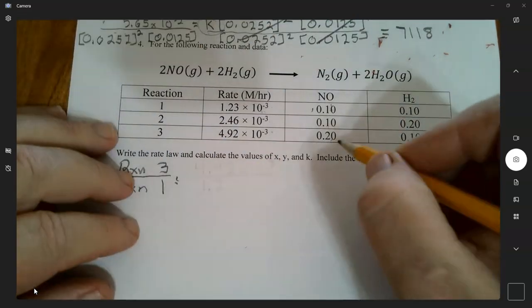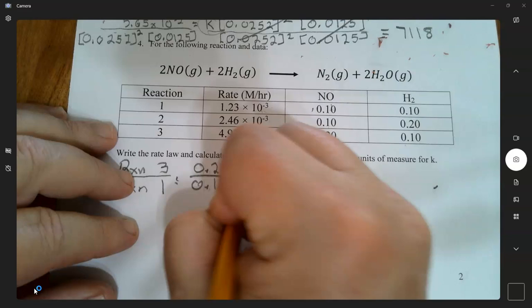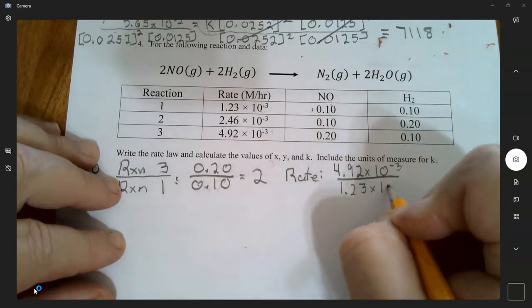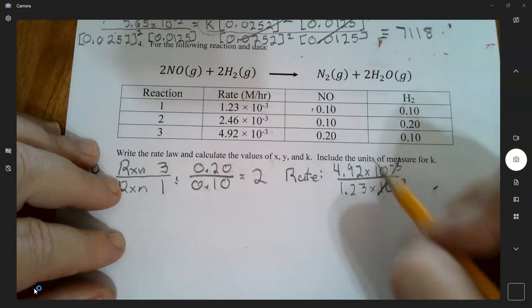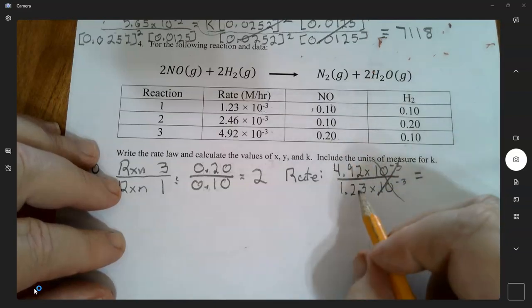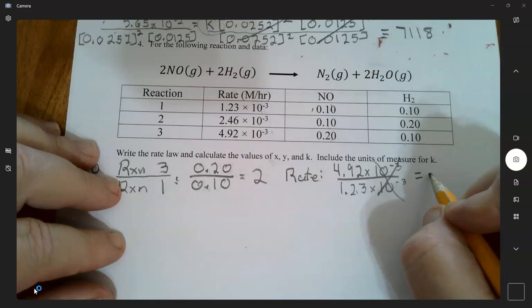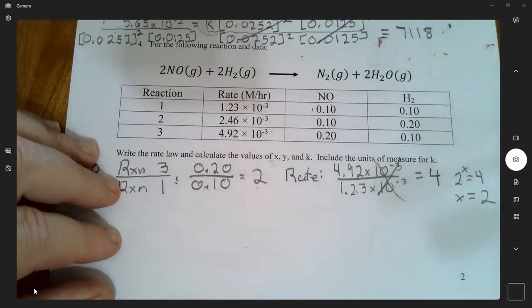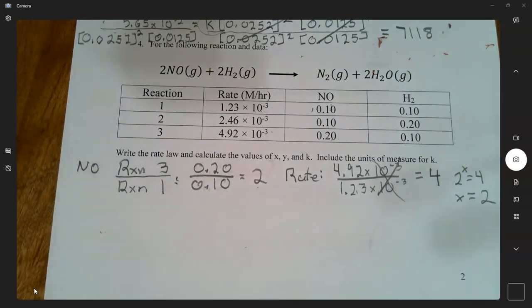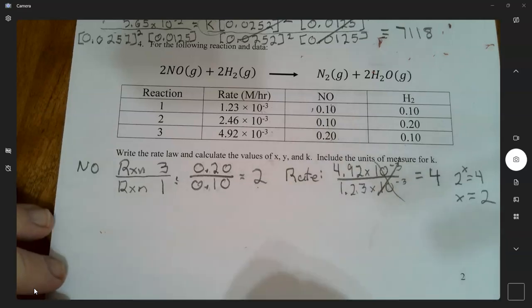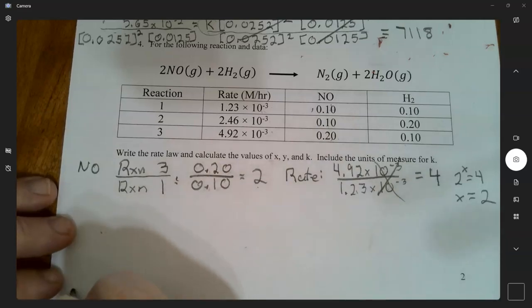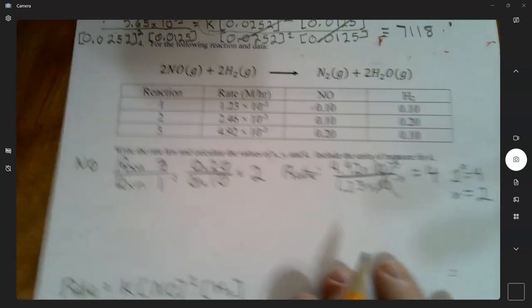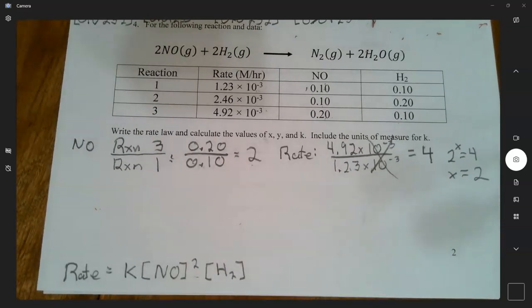Okay, so reaction 3 over reaction 1 is, and for the rate, okay, and again, you can cancel these out now, okay? And you're going to get the same ratio, and it looks like it's going to be a 4 again. A lot of these problems are kind of looking the same. It's all right. So 2 to the x equals 4, so x equals 2. So we're going to go ahead and write that somewhere. I'll write it down here. All right, so that is the equation we're looking to build here.